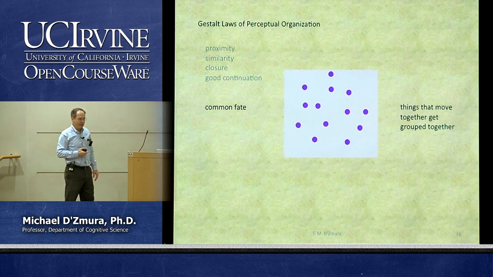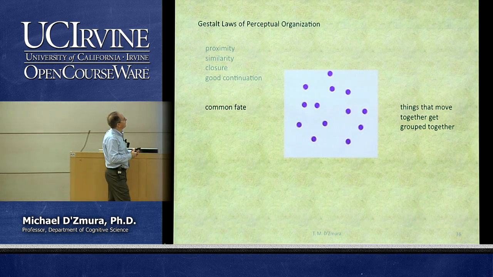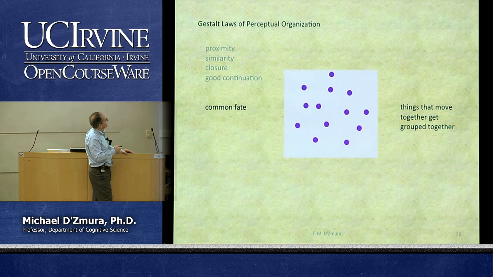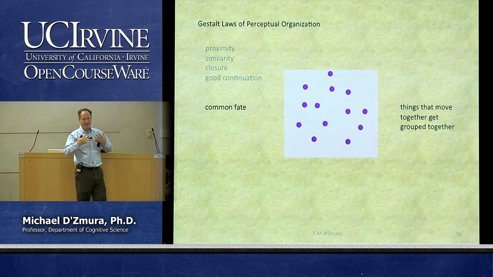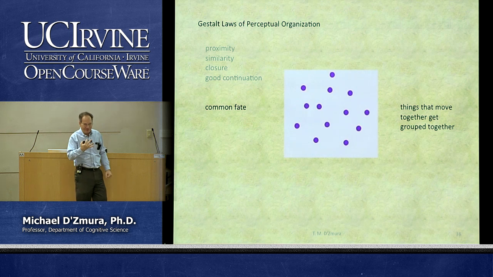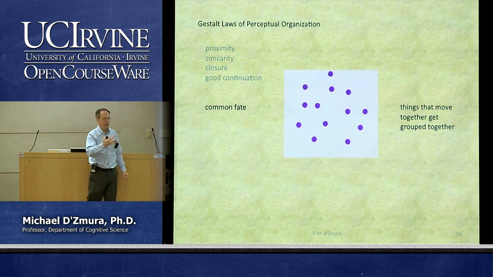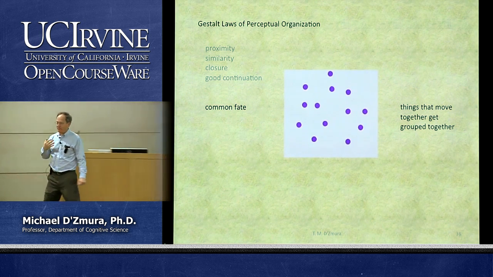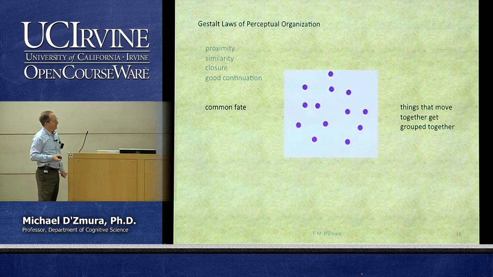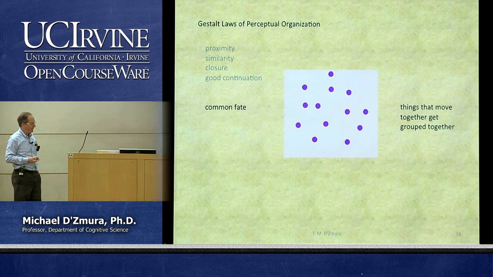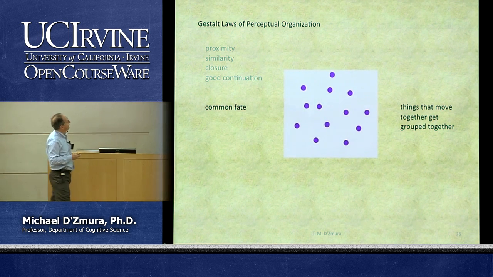That's one formal way to say it. Common fate. I don't think this appears in your textbook, and I'm not certain why. Among the Gestalt laws of perceptual organization, there's a number of them, and one of the most important is known as common fate. Things that move together get grouped together. You can see we have this set of purple dots. Some of them are moving one way, some of them are moving the other way. And it's very clear that we can see those two groups of dots based on their different motions. So things that move together get grouped together, and that's known as common fate. That's a good grouping principle.